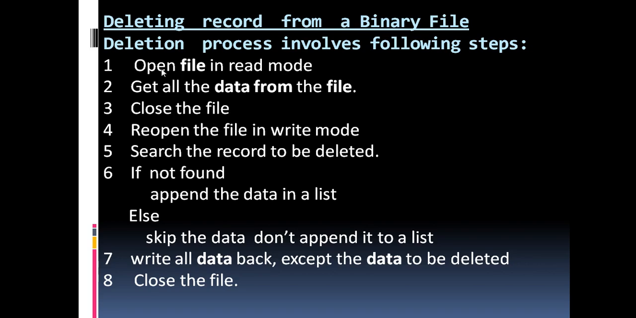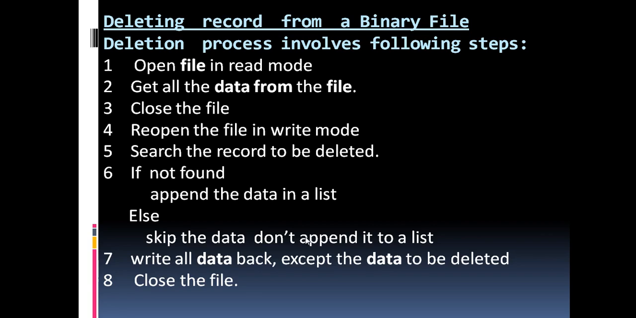First, we have to open the file in read mode. We have to get all the data from the file into a particular list. Then you close it there. Then reopen the file in write mode. Search the record to be deleted. If not found, keep on copying or appending the data into your list. Suppose if it is found, don't write that record, because we want to delete it. It is something like this.